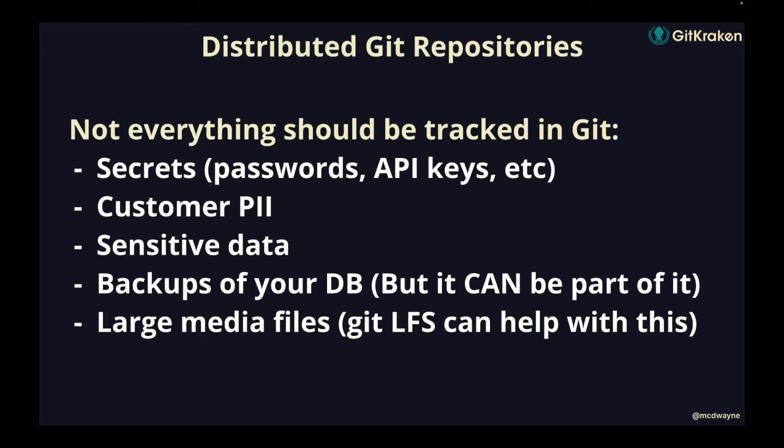Not everything should be stored in Git, though. Never put secrets in Git. If it's a password, if it's an API key, if it's something that would cause damage to your organization, do not put it in your code, ever. There are other services for that, key vaults, AWS Secrets. There are a lot of services that are good at this.